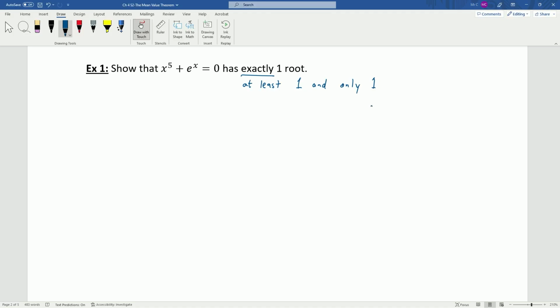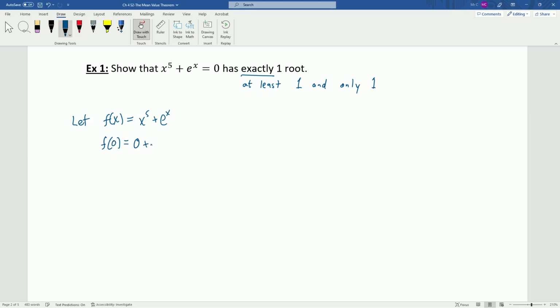So for the at least part, we're going to go back to using the intermediate value theorem from before. So we're going to let f of x be the function x to the 5th plus e to the x. And then we're going to just try plugging in some numbers, and we can make educated guesses here. So let's take a look at f of 0.